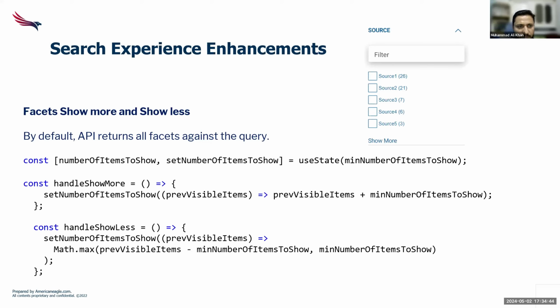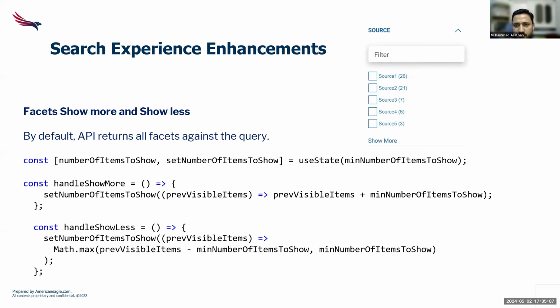And there was another thing which we implemented: facets show more and show less. By default, Sitecore Search API returns all of the facets. Let's suppose we have more than 100 facet values against each facet, it will render all of those facet values. So we implemented this show more and show less functionality.